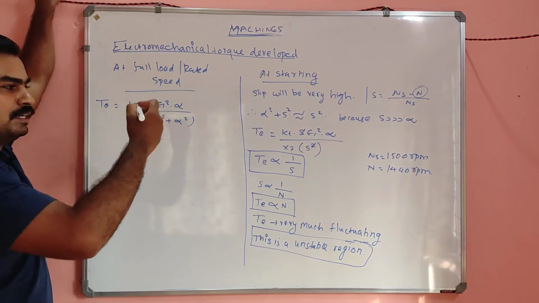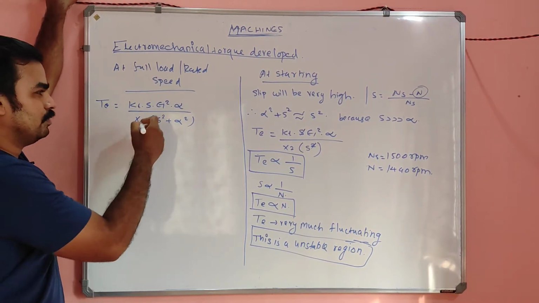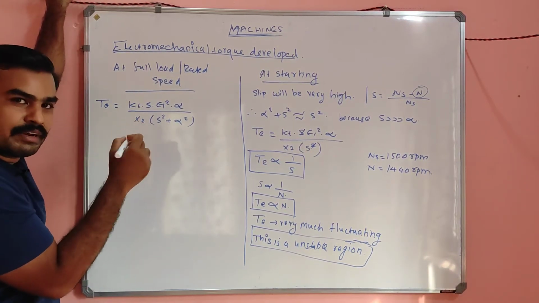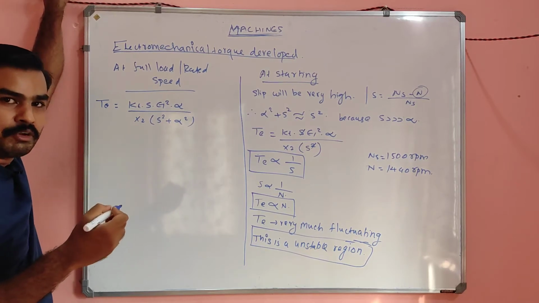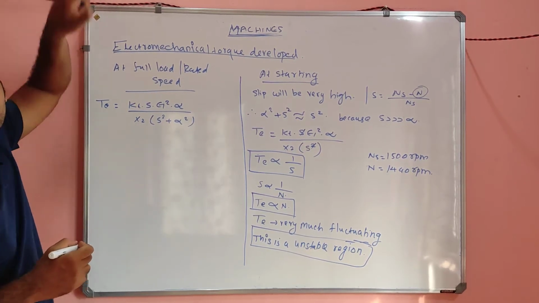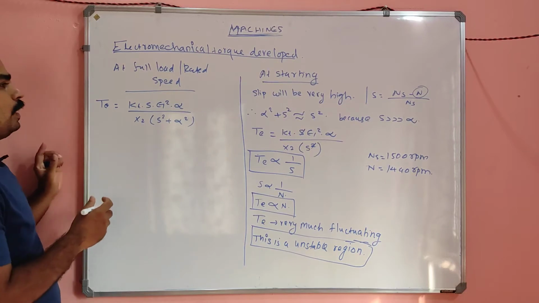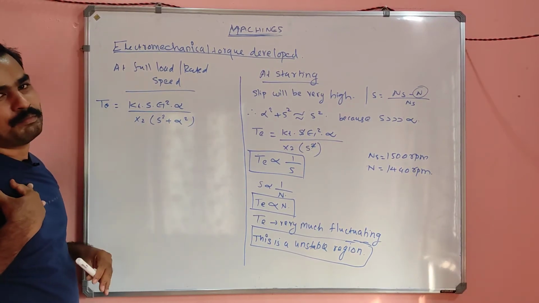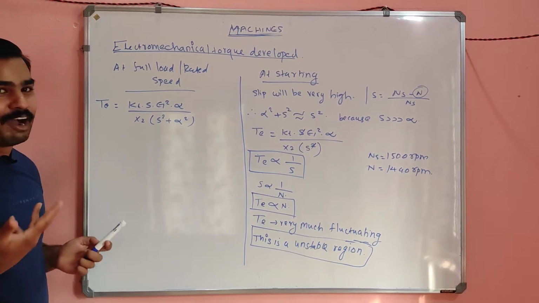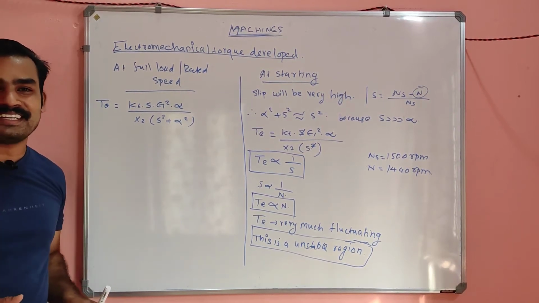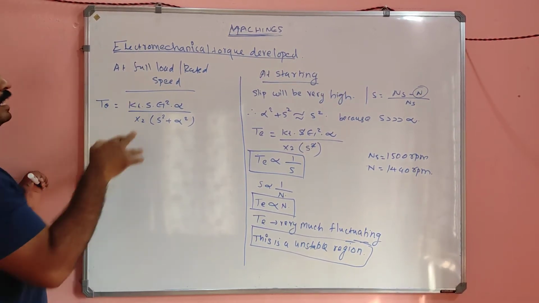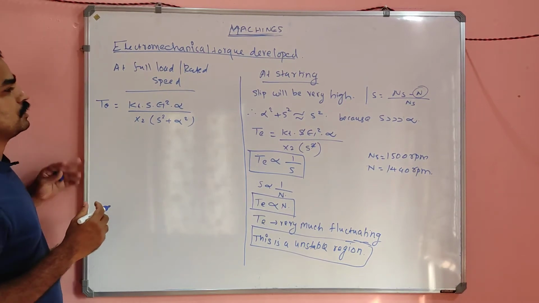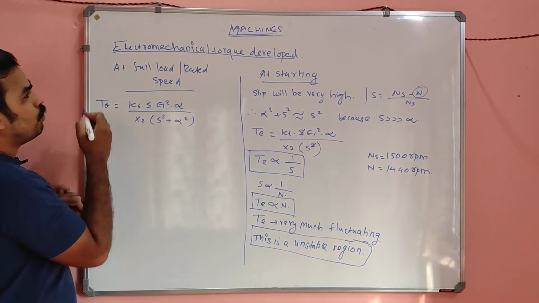If you do it with me 2-3 times, if you write along with me in your paper, definitely you will remember it forever. Initially it will be very difficult, I know that, but we have to study, we have to crack the exam. So it will become KT into S into E1 square alpha divided by X2 square plus alpha square. That is the equation.